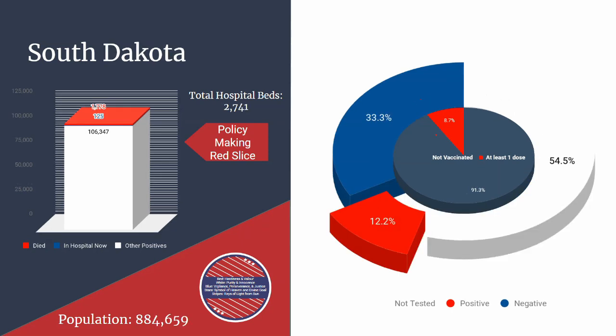South Dakota pretty much stayed open the entire time. They vaccinated 8.7% of their people. Their negative tests are at 33.3%. Their positive tests are at 12.2%. It's interesting because that's a low negative and a high positive. 1,700 people died, 125 are hospitalized, and they have 2,700 hospital beds.